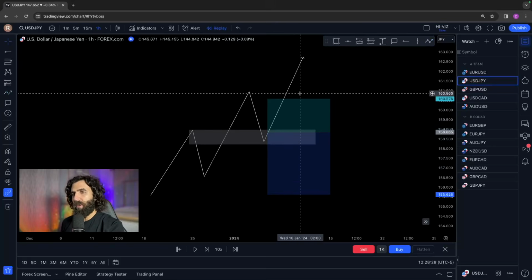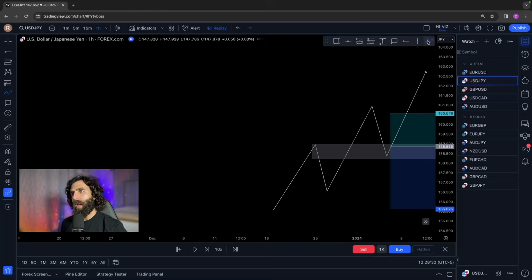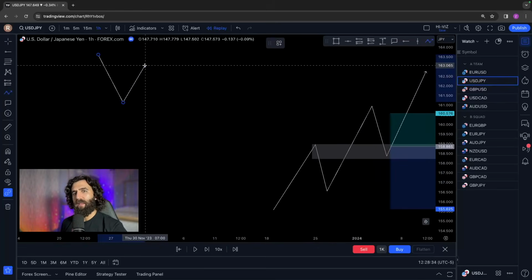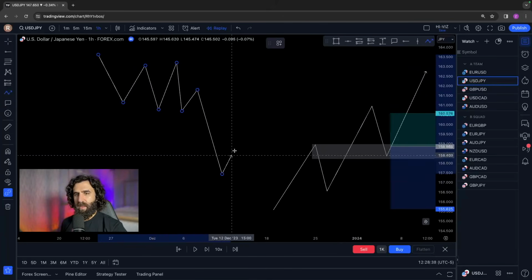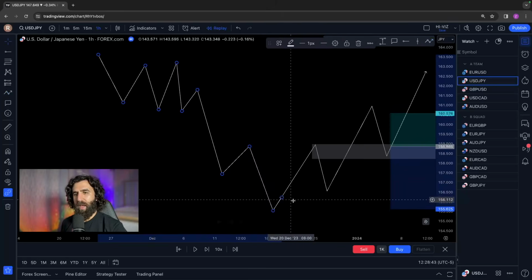And for a target, we're going to base it off of a prior level of structure. So maybe price came down like this. It reacted off of a zone a couple times and then started to push down, and now it's breaking back up.